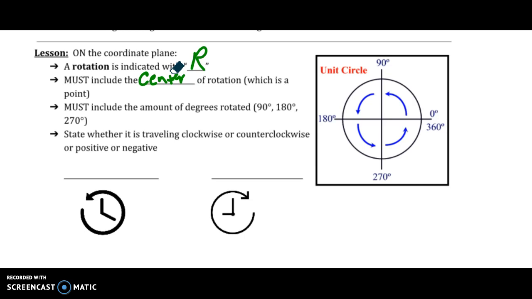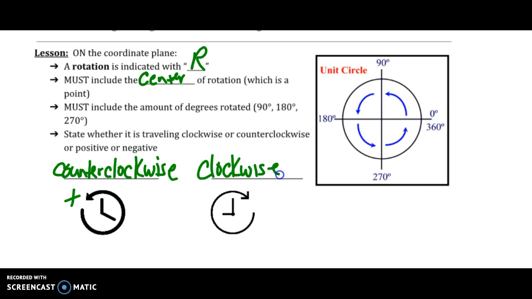Since it's on the coordinate plane, we need to indicate an amount, right? 90 degrees, 180 degrees, 270 degrees. And you can either state whether it is traveling clockwise or counterclockwise, which indicate positive or negative. So keep in mind that counterclockwise, which goes against the direction that a clock normally travels, and there's a clock in every room, so you can always look at one, that is considered the positive direction, and clockwise is considered the negative direction. Why is that?